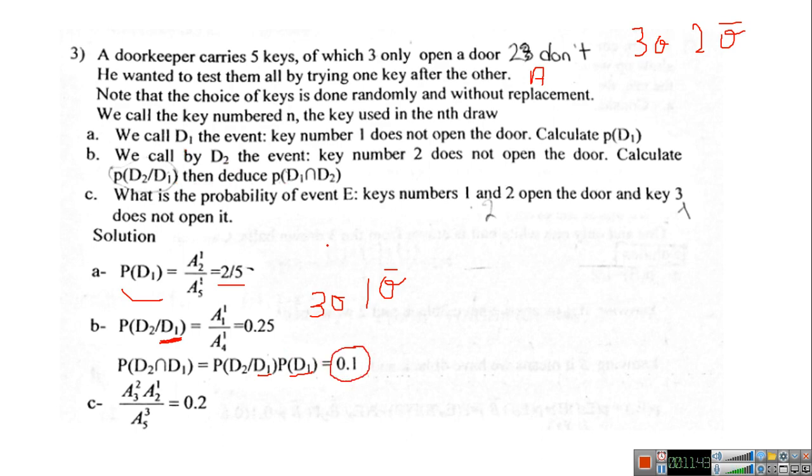What is the probability of the event E? Keys number 1 and 2 open the door, and key 3 does not open. So as you can see, order is important. I want the first 2 to open, so it will be 2 out of 3 arrangement, and the last one will not open, 1 out of 2, because I have 2 not open over 3 out of 5.